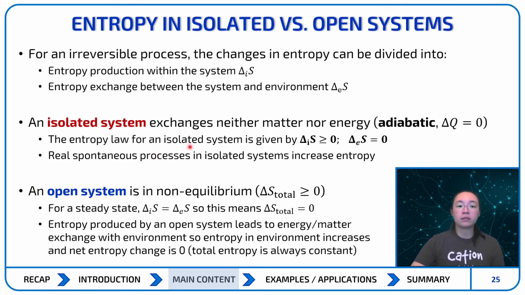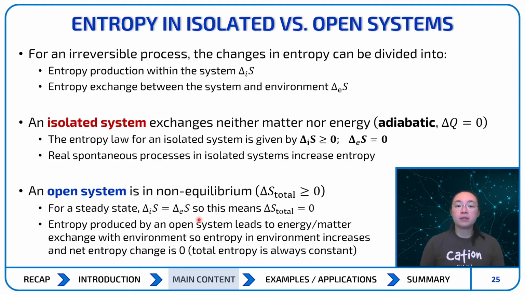The entropy law for an isolated system is then given by just the internal change in entropy being greater than 0 for all reactions taking place inside. That will always tend towards greater entropy. And then with the environment, there will be no change in entropy because there's no communication between the isolated system and the environment. So that change is going to be 0. So real spontaneous processes that are in the isolated systems themselves will increase in entropy.